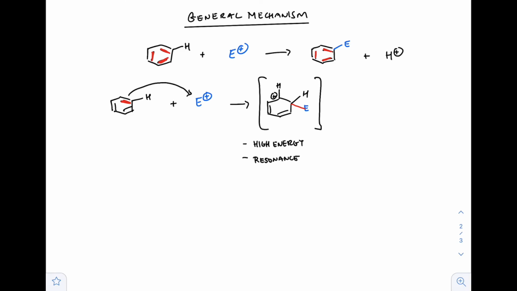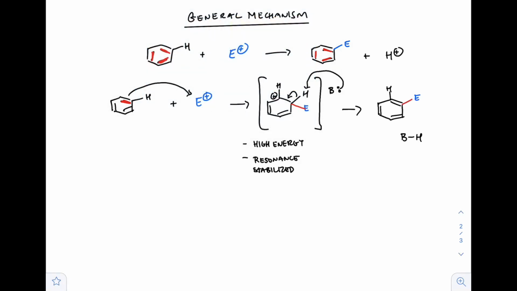But remember, this is a high energy species. It's a carbocation. It's no longer aromatic, so it's pissed. But it is resonance stabilized. It's almost like an allylic carbocation, right? So a base would come along, remove that proton to reestablish aromaticity. So this is a highly favorable process. Very easy to do, reestablishing that aromaticity, and then also you can see that new electrophile is on there.